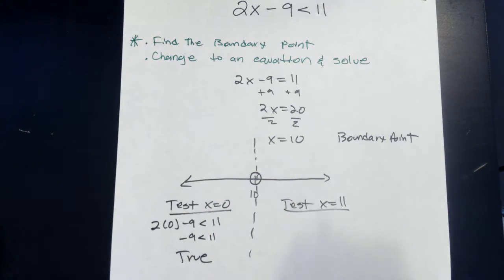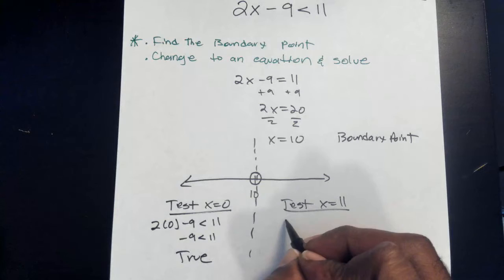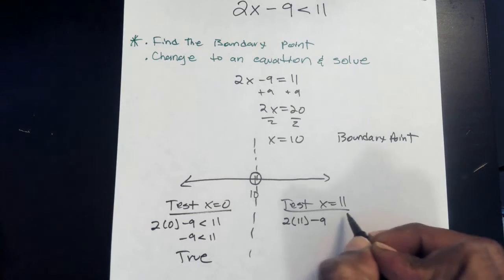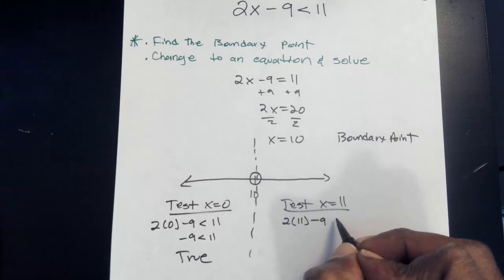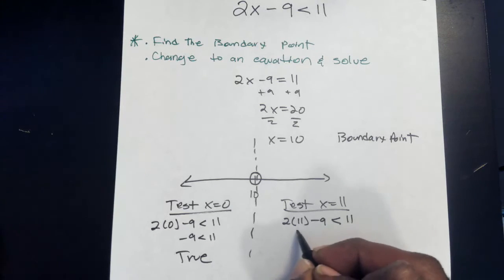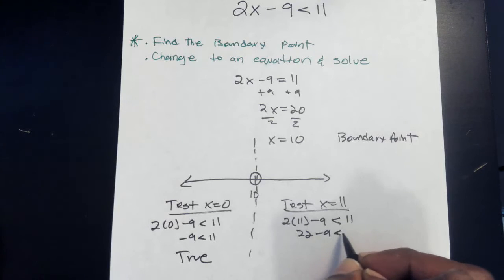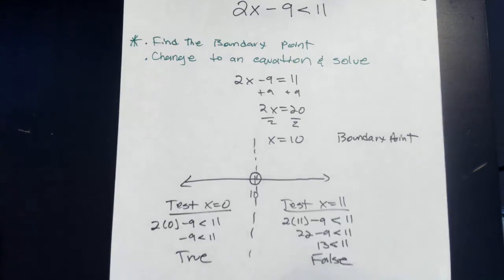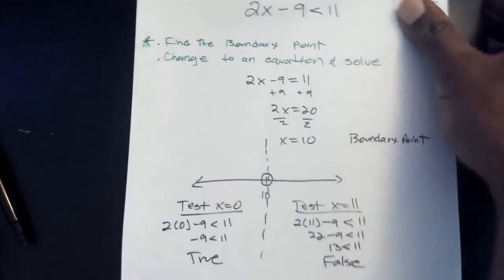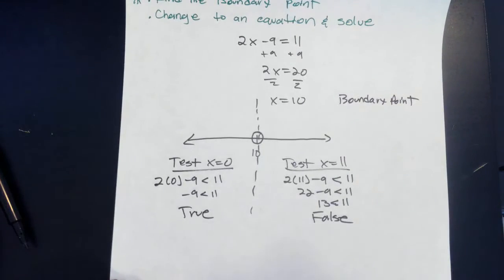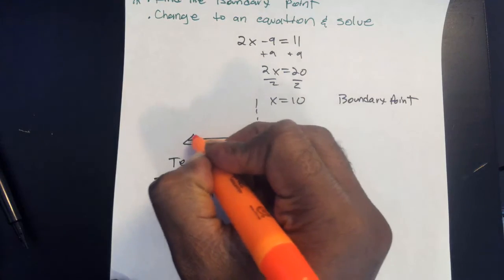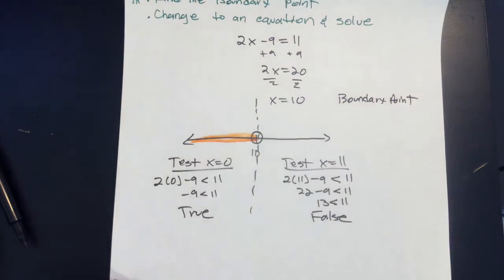Now we want to test the other region. You always have to test both regions. So test x equals 11. 2 times 11, take away 9. We want to see if this is less than 11. So 22, take away 9. We're checking to see if 13 is less than 11. No, that's false. So this means that the solution region is right here. Here is our solution region.